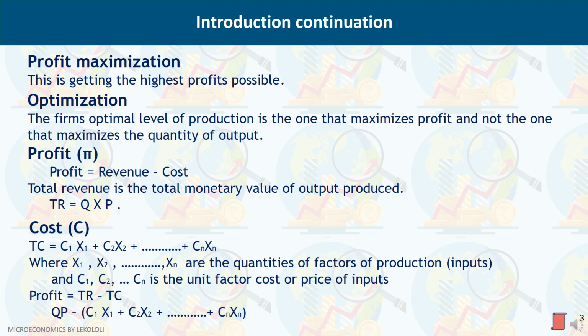Total revenue is the grand total of money that you make from selling your goods or services. You find it by multiplying the quantity you produce, which you can denote as Q, by the price you charge, denoted by P. So it is TR equals Q times P.